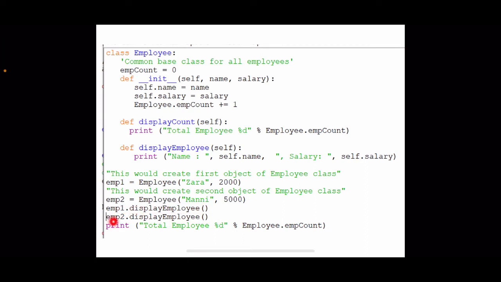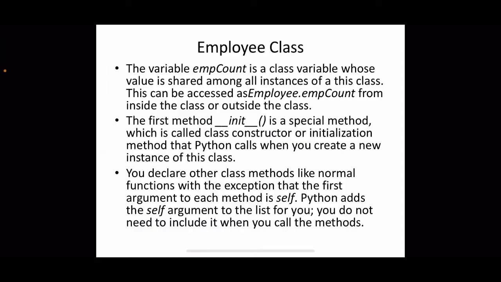Then we are calling emp2 displayEmployee. Again the name will be Mani, and salary 5000. That will be displayed, and the total employee count, 2, will be displayed in the statement. So this is about the class and the corresponding object instantiation.